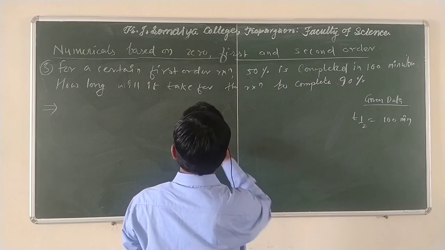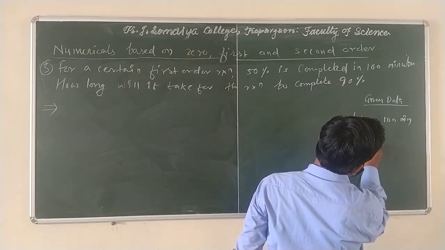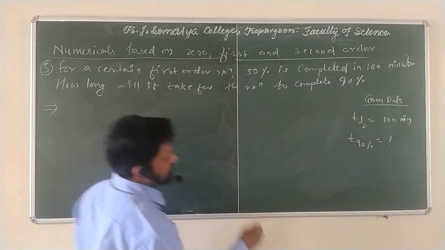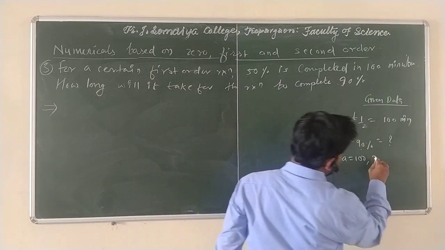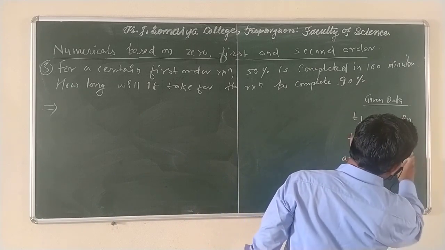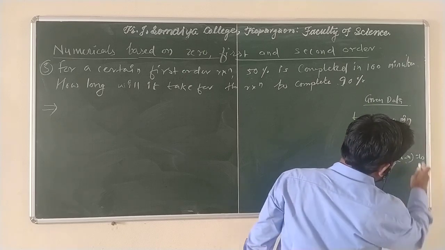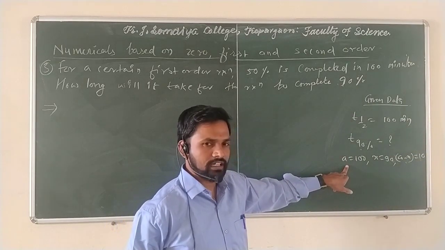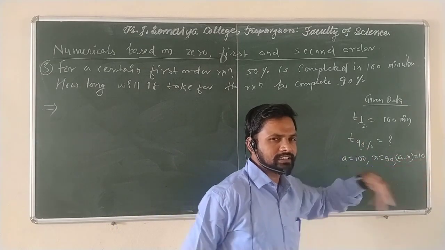What you have to calculate? How long it will take for the reaction to complete 90%. You have to calculate the time for 90%. Now again, A equal to 100. What is 90? 90 is the x. X equal to 90. A minus x equal to 10. Do you understand? Initial concentration is 100, x is the product, and A minus x is the concentration remaining, that is 10.